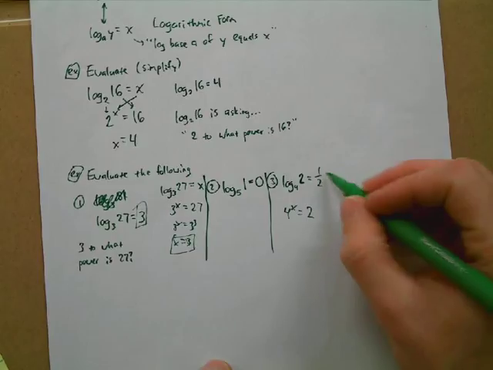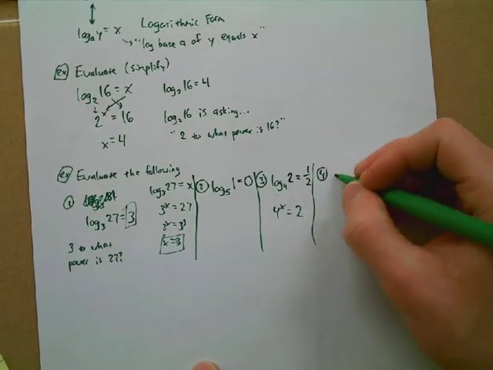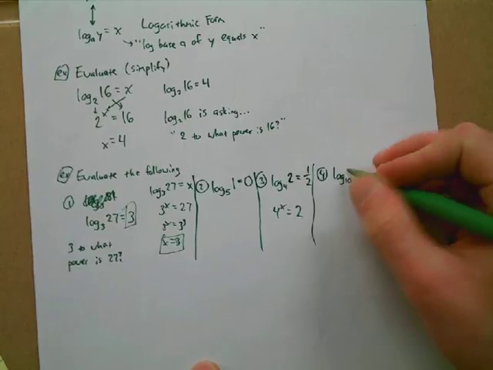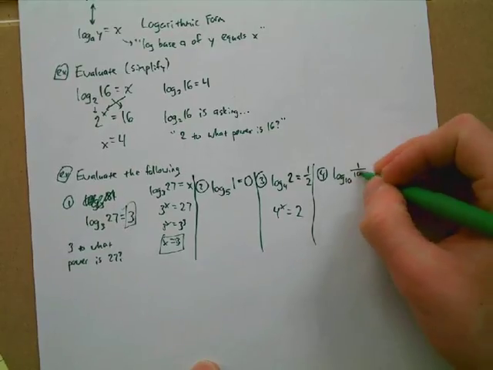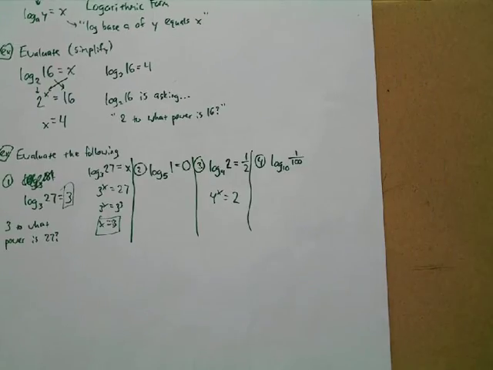Let's try another one here. How about log base 10 of 1/100? So what power of 10 gives us 1/100? What's that? Negative 2. That's right. 10 to the negative 2 gives us 1/100. That's right.